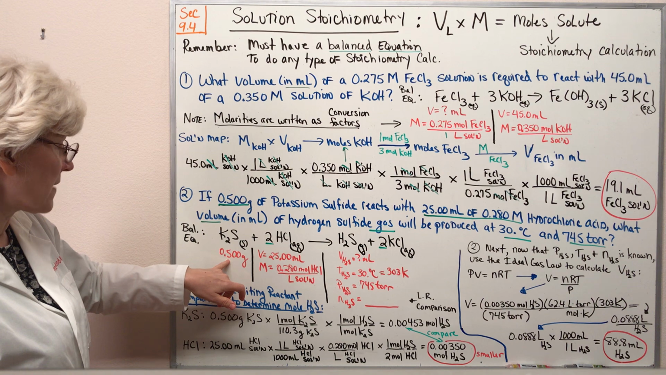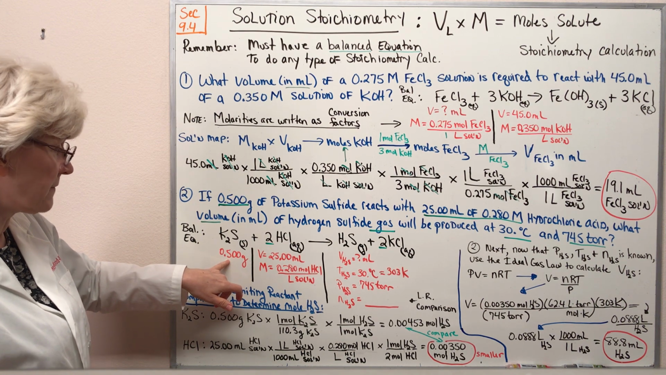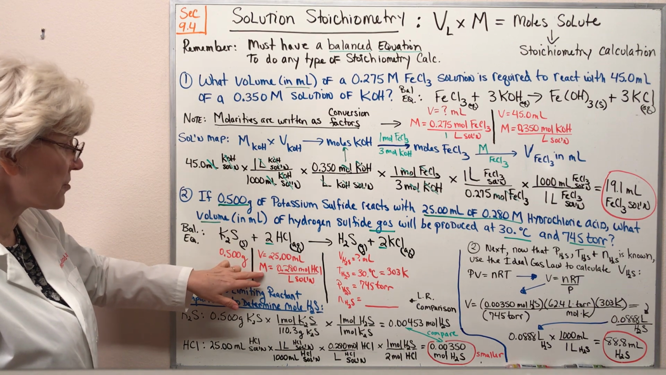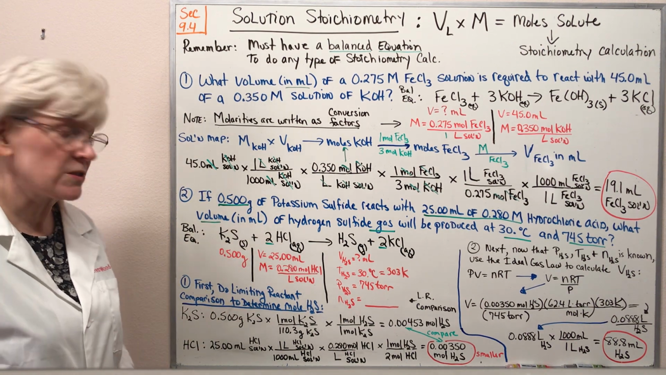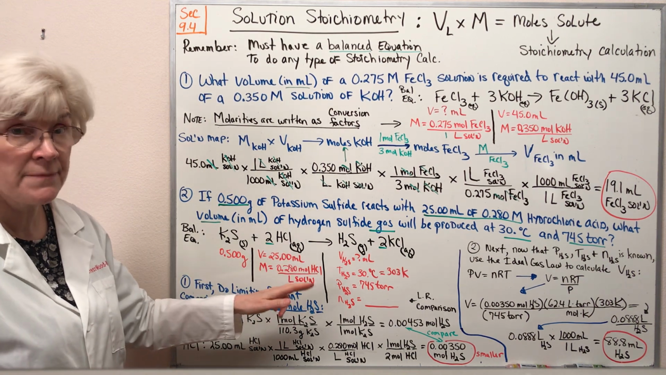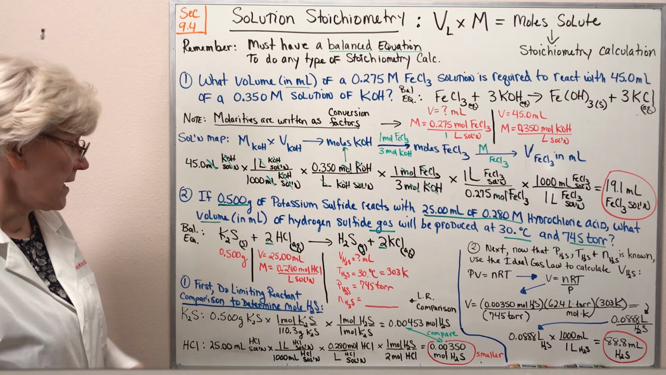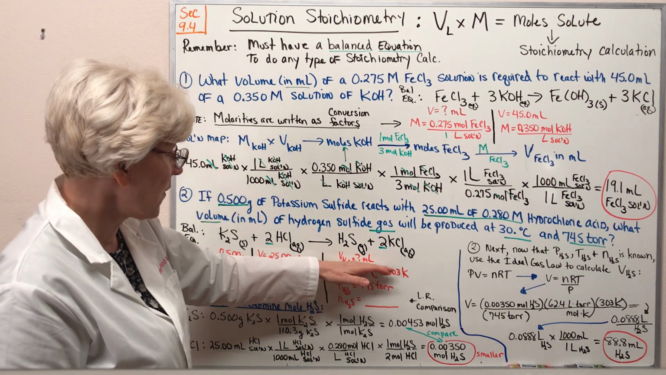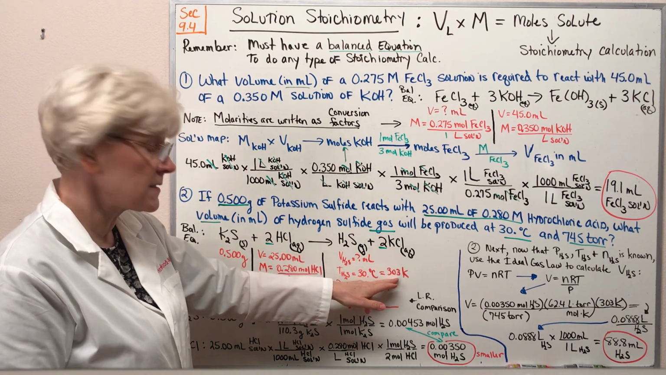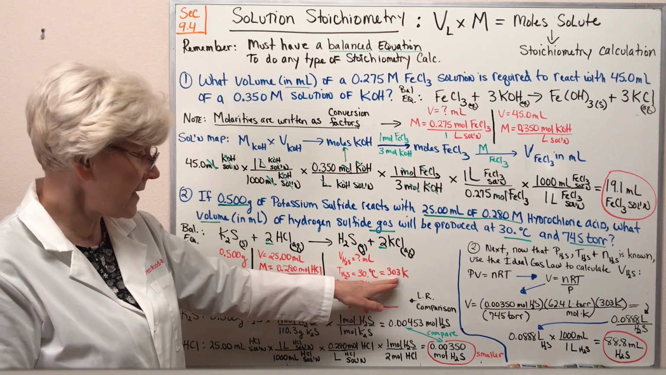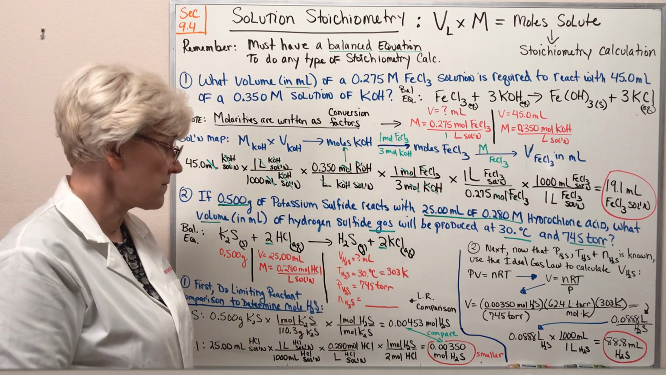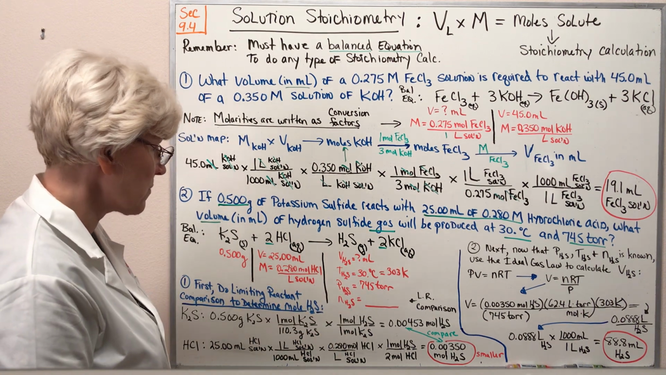So 0.5 grams of potassium sulfide is given. We are given 25 milliliters of hydrochloric acid solution with a molarity of 0.280 molar. And notice I'm writing that molarity as a conversion factor. We are asked to calculate the volume of hydrogen sulfide in milliliters. Temperature is 30 degrees Celsius, immediately converting that into Kelvin, 303 Kelvin. Pressure of hydrogen sulfide is 745 torr.